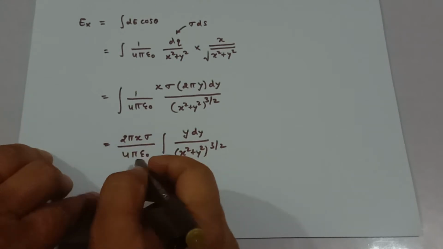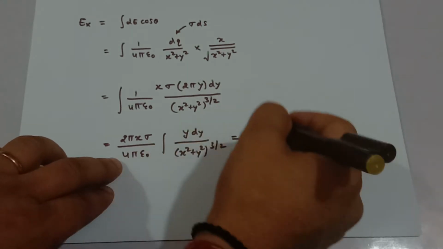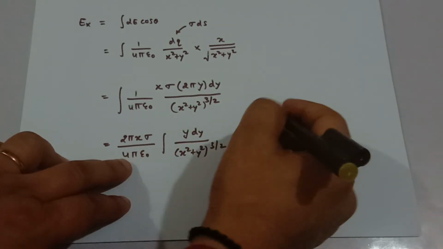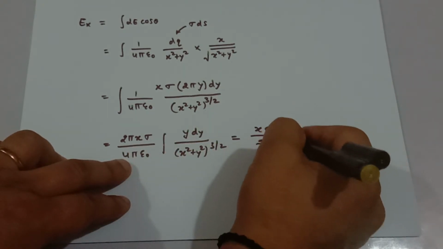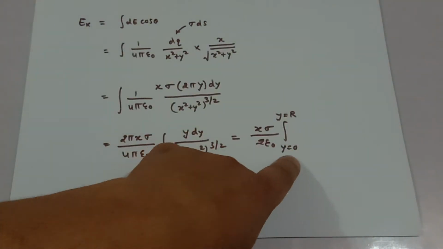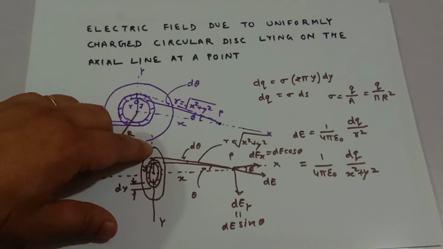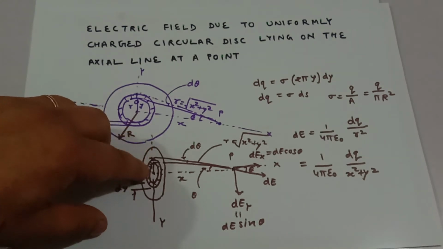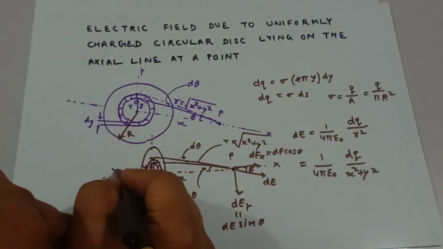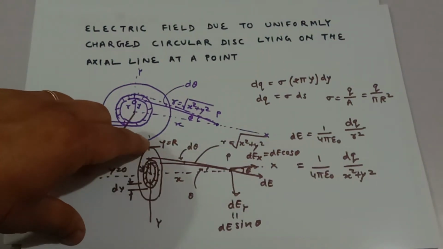So some of these terms would be cancelled out, so you can write this as equal to: 2 and pi would cancel out, so only 2 into epsilon naught would remain in the denominator, and x into sigma would remain, and that is from y is equal to 0 to capital R, because what we are doing here is going from the center up to the edge of the disk. The radius of that particular disk is from y equal to 0 to y equal to capital R, because here y is 0 and at this edge y becomes capital R. So you are going from y equal to 0 to capital R.